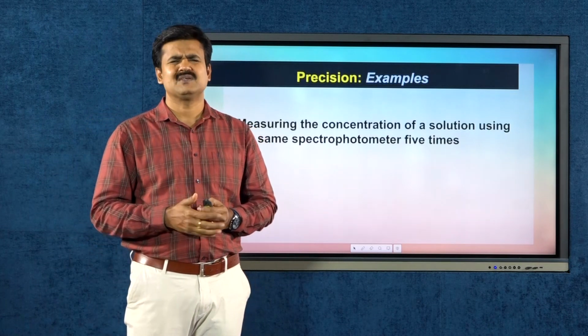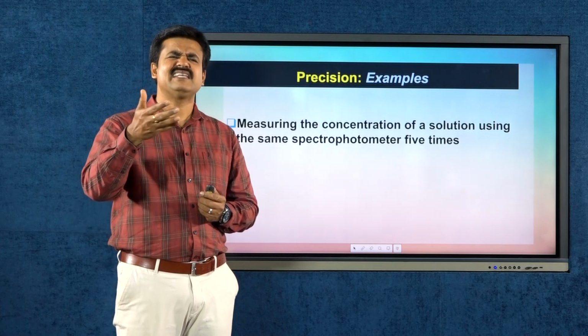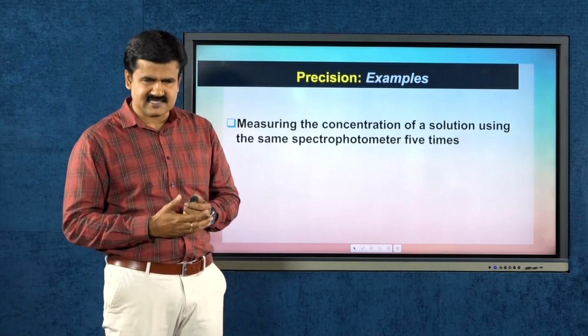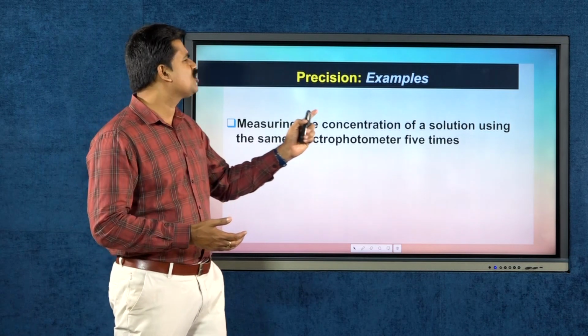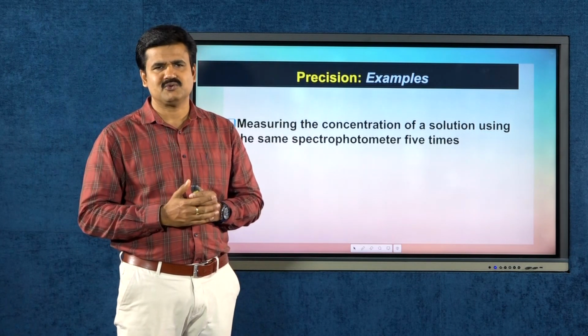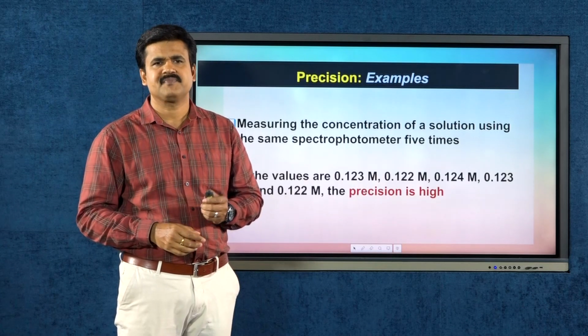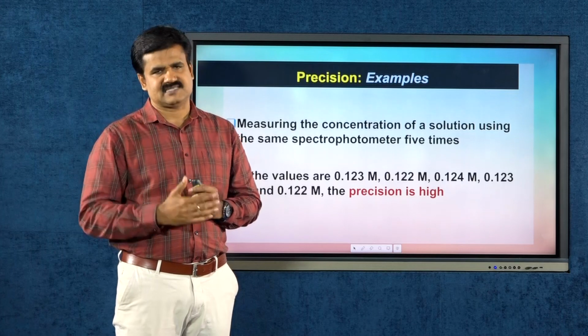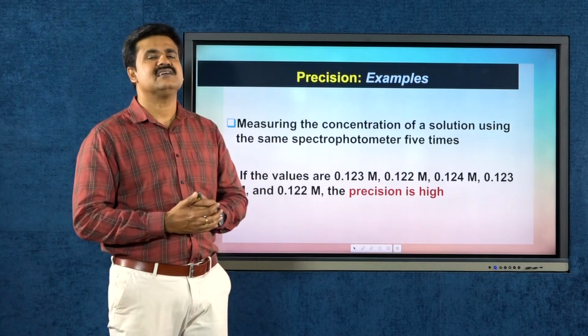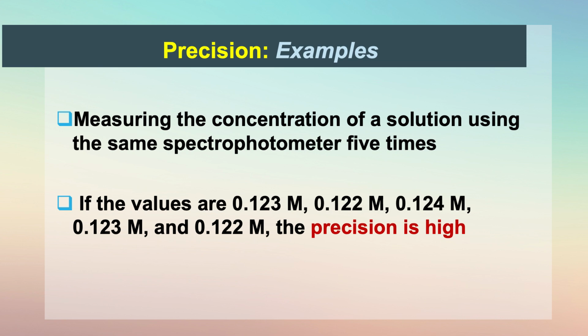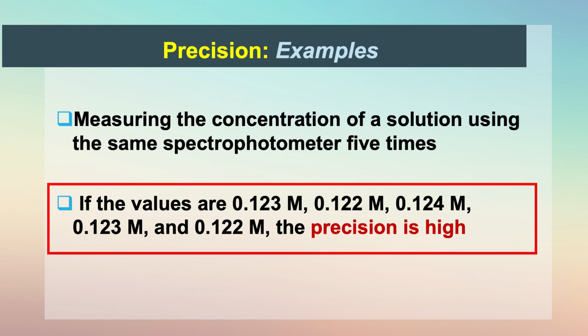Let us go through some simple examples which illustrate the concept of precision. Measuring the concentration of a solution using the same spectrophotometer 5 times yields some results. These are the results. The values obtained are 0.123 molar, 0.122 molar, 0.124 molar, 0.123 molar, and finally 0.122 molar.